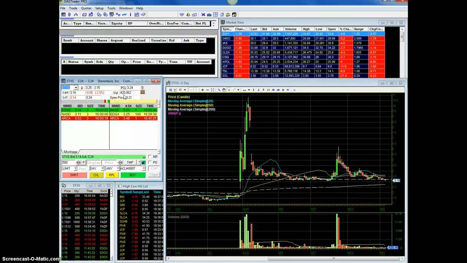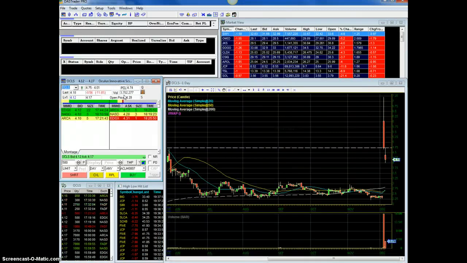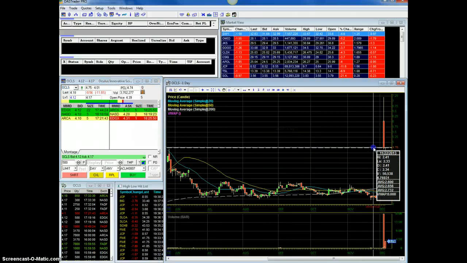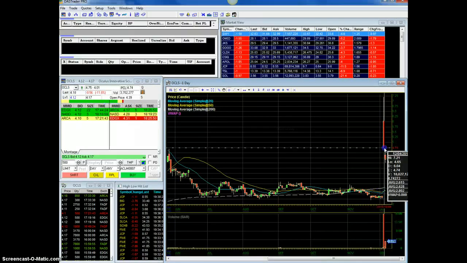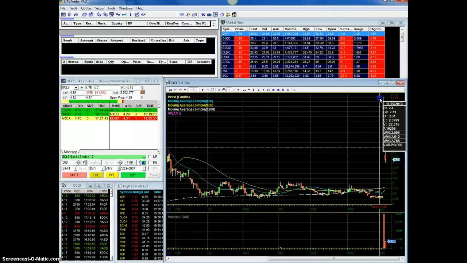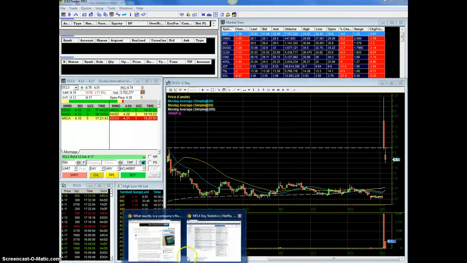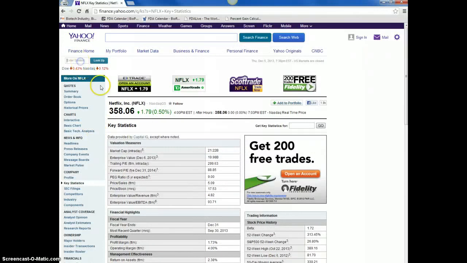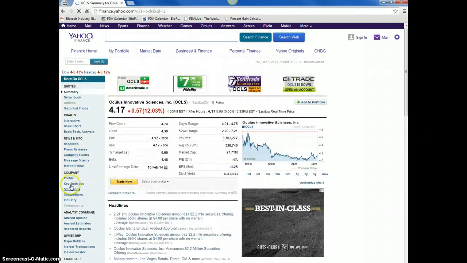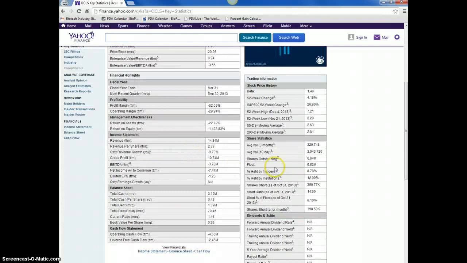Give you another example. OCLS. We just traded this one. Look at this. It actually gapped from $2 and opened at 4, went all the way up to 7. Let's check out the float on this sucker. $5.5 million on the float, and for the last 10 days it has been trading $3 million a day, so you know this thing is going to move.